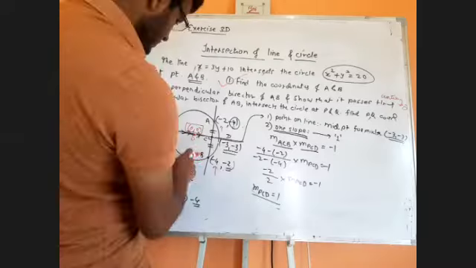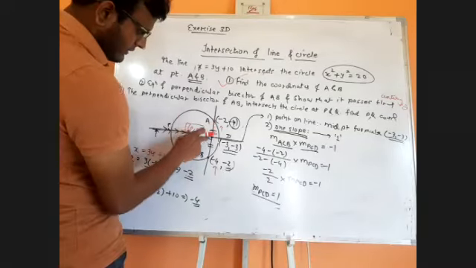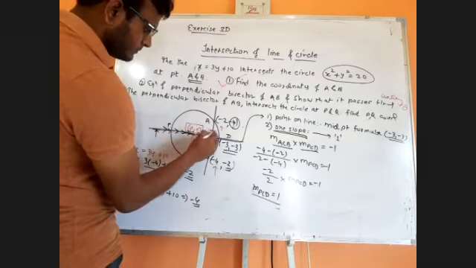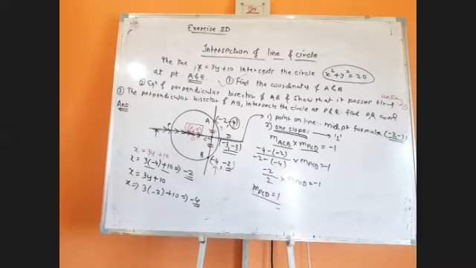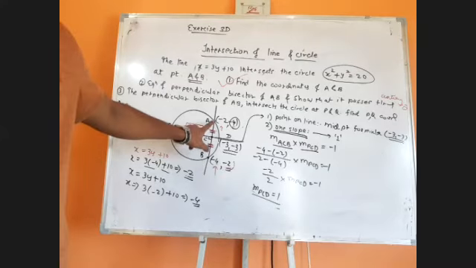So that makes C the center only, no? AC and CB are equal, correct? That means C is the midpoint of AB. Yeah, C is the midpoint of AB. So using the midpoint formula you can find C, and once you find C, you can put it in the equation.